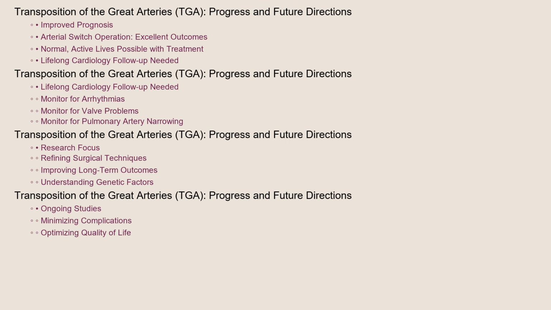The prognosis for infants with TGA has improved dramatically with advancements in surgical techniques. The arterial switch operation offers excellent long-term outcomes for most patients. With timely diagnosis and treatment, the majority of children with TGA can lead normal, active lives. However, lifelong follow-up with a cardiologist is essential to monitor for potential complications such as arrhythmias, valve problems, or narrowing of the pulmonary arteries.